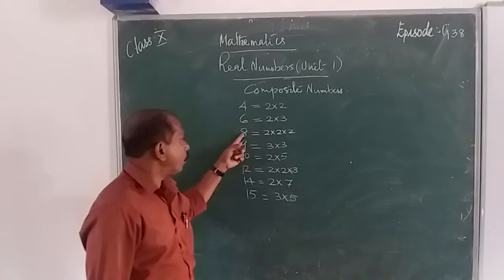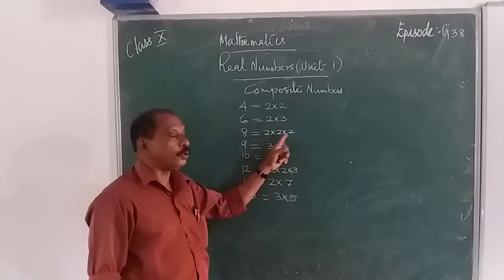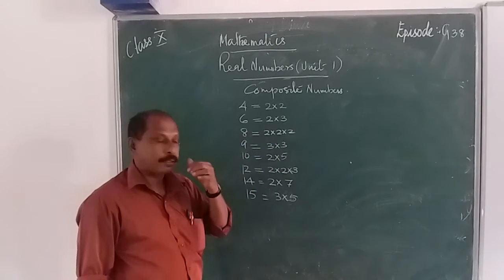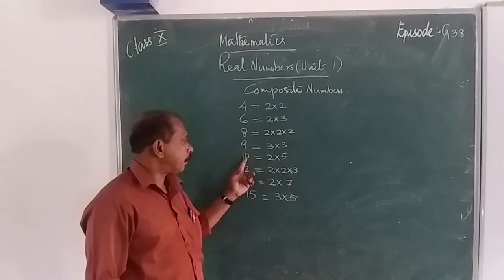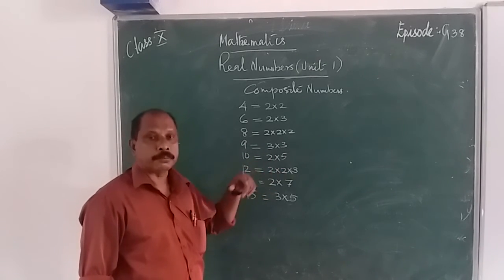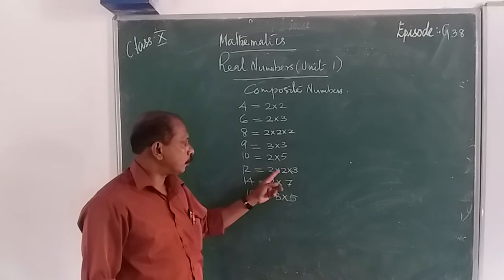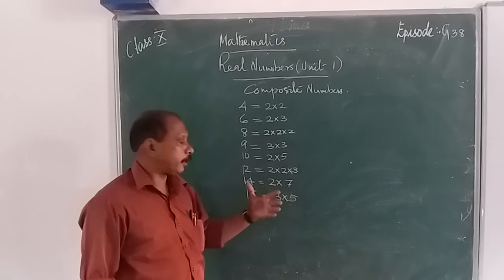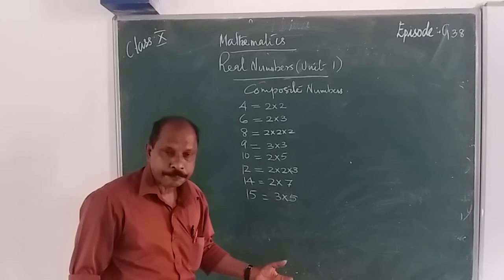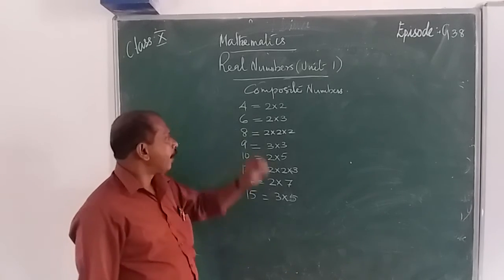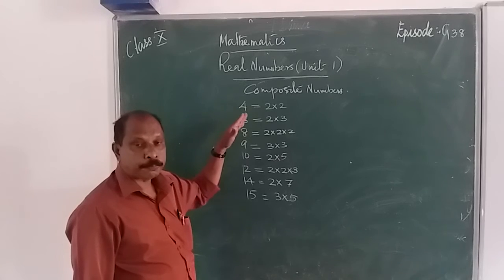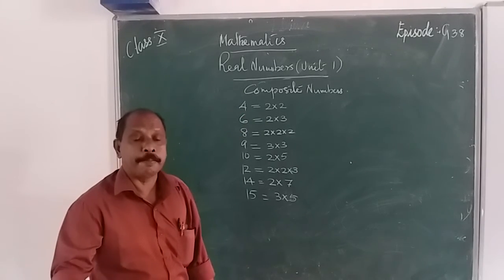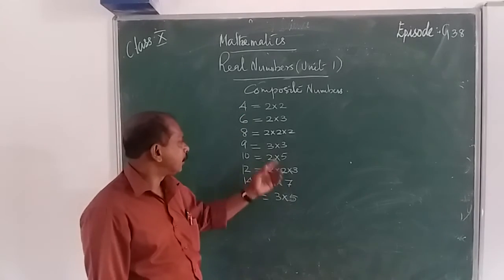Then 8 is equal to what? 2 into 2 into 2. Therefore, 2 is a prime number. 9 is equal to 3 into 3. 3 is a prime number. 10 is equal to 2 into 5. 2 and 5 are prime numbers. 12 is equal to 2 into 2 into 3. 2 and 3 are prime numbers. That means we can express any composite number as the product of prime numbers in an order.